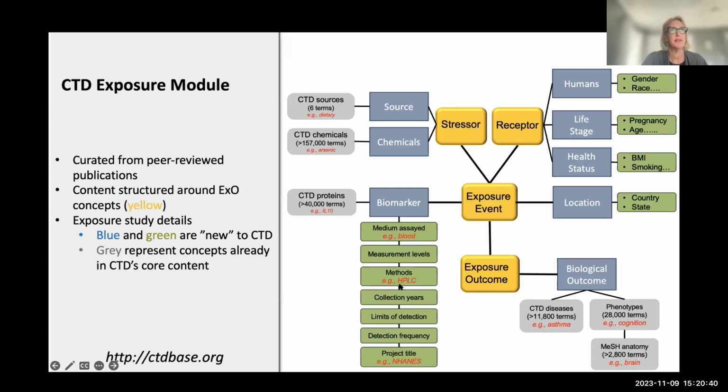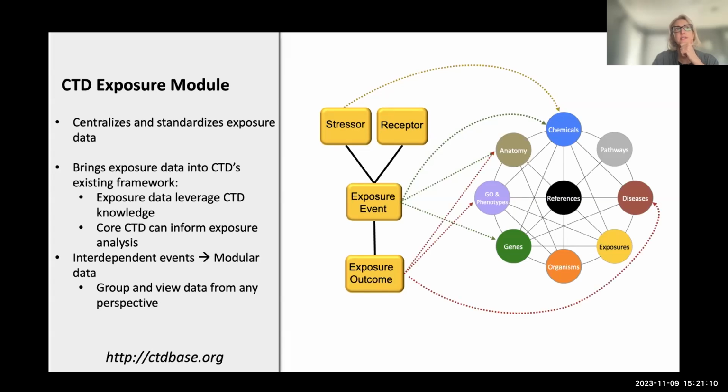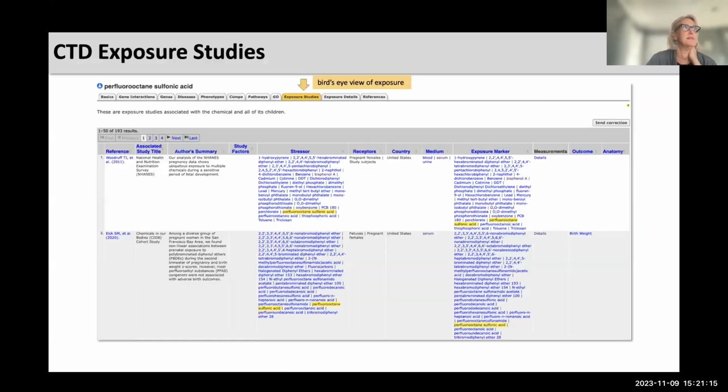But I'll show you what it looks like at the end of the day. And the important point here too is that the content in gray represents data we were already using in CTD. So a lot of the exposure curation, the details are new, but the content is highly integrated with the existing structure of CTD. So our stressors are connected to our chemicals, exposure events are connected to our chemicals and genes, and then of course outcomes are connected to phenotypes and diseases.